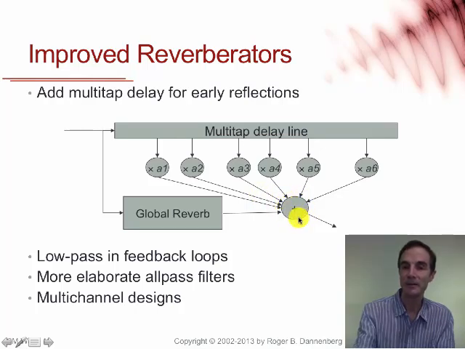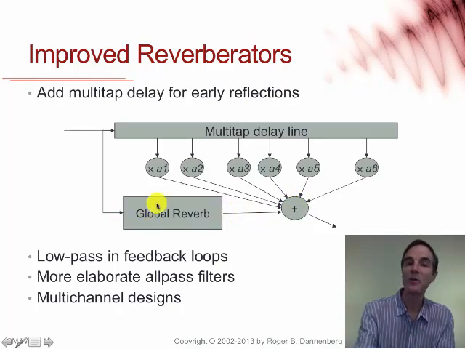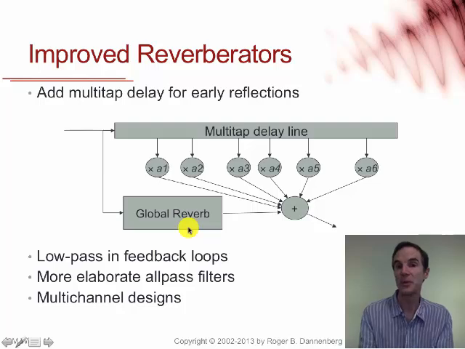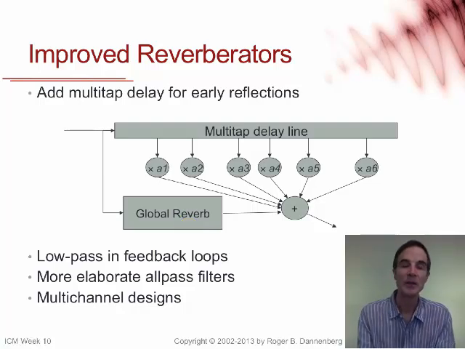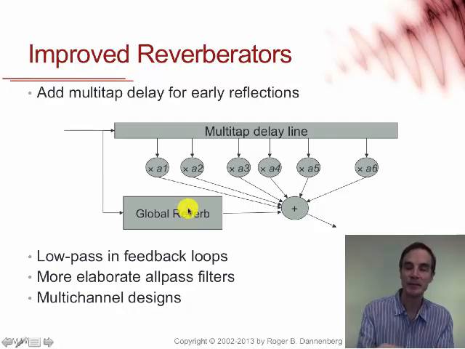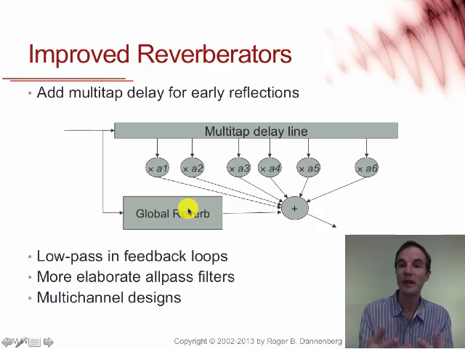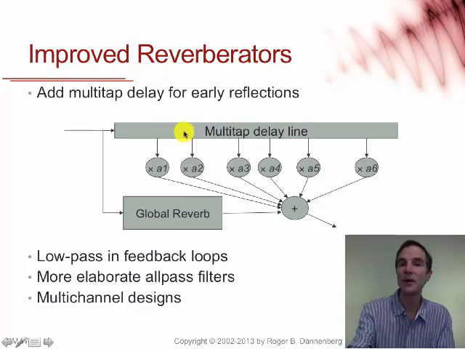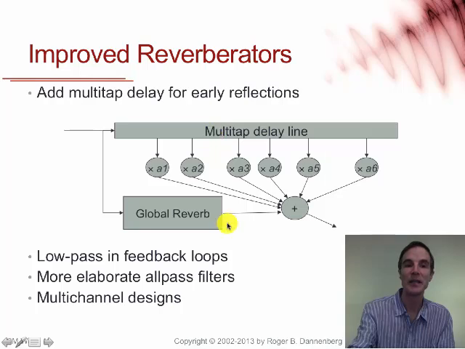initial delays, reflections, into a global reverberator that looks kind of like the Schroeder reverberator. So the global reverb gives you the dense reflections through these feedback all-pass filters and comb filters, but the discrete early reflections are modeled explicitly.